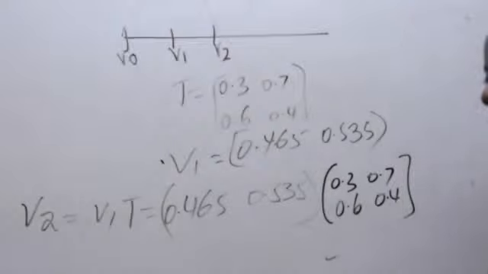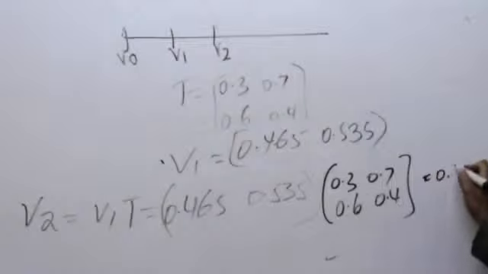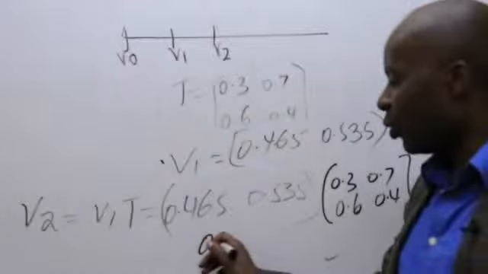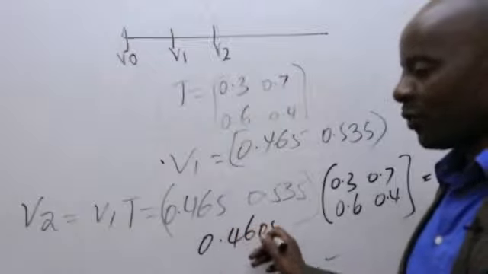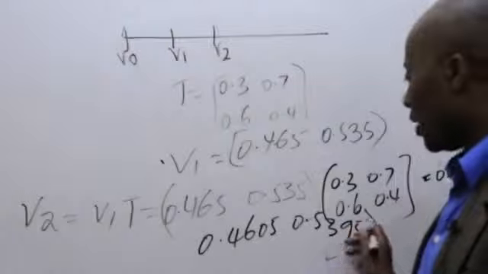So we have 0.46, 0.5, and then for vector 2 we have 0.4605, and then we have 0.5395. Thank you very much.